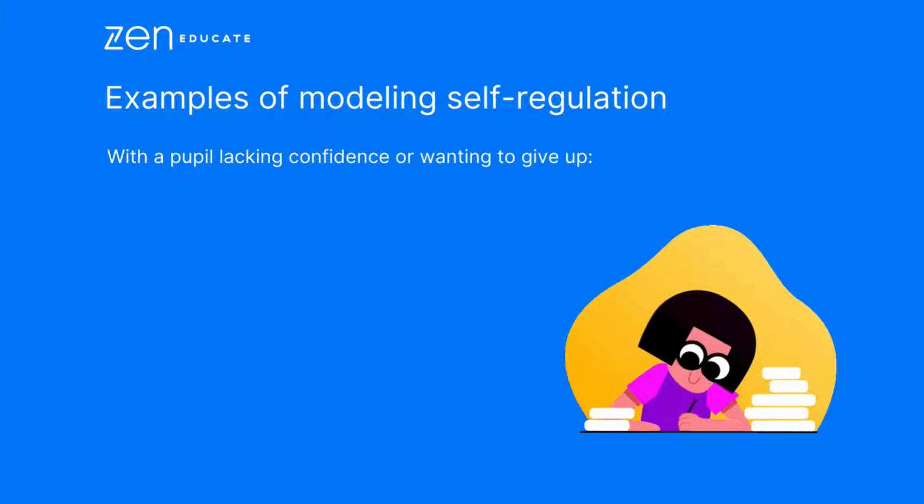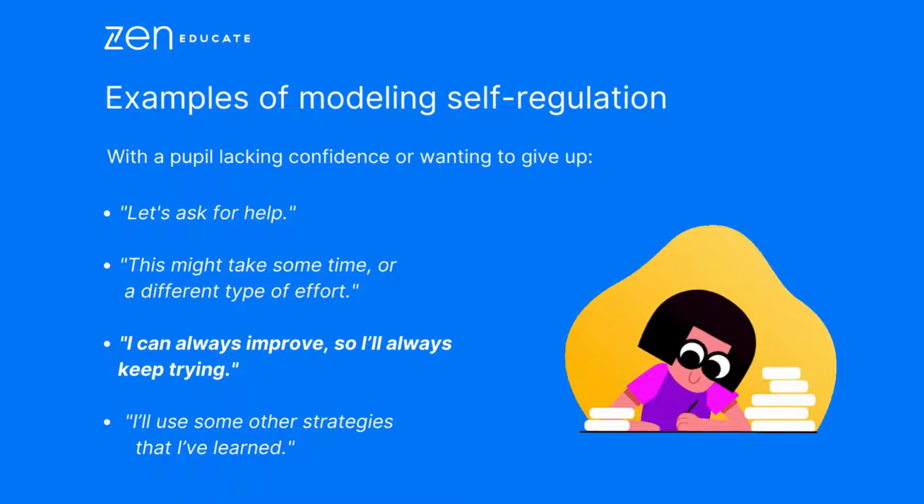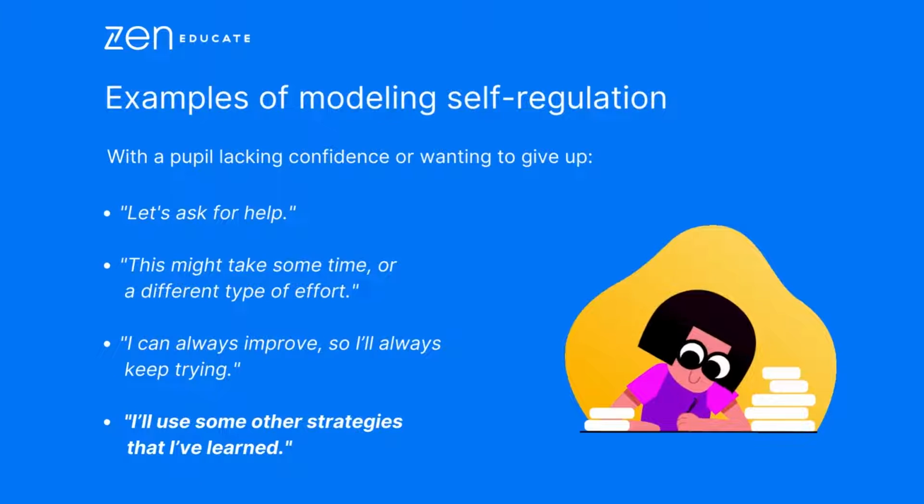Other examples of modelling self-regulation when faced with a pupil lacking confidence or wanting to give up are, let's ask for help. This might take some time or a different type of effort. I can always improve, so I'll always keep trying. Or I'll use some other strategies that I've learned.